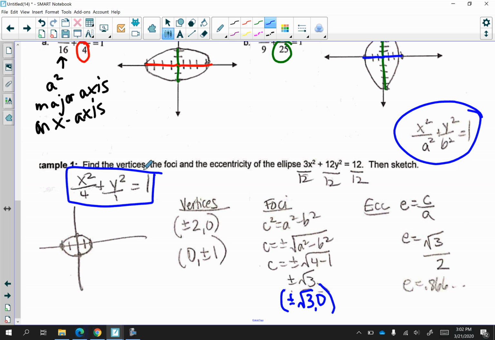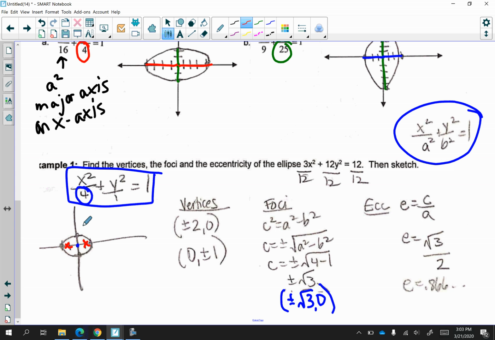So my major axis has to be on the x-axis because 4 is bigger than 1. So my center is 0, 0, 2 to the left, 2 to the right. Those are my vertices. 1 up, 1 down. To get the foci, remember c squared is equal to a squared minus b squared, or c is equal to the plus or minus the square root of a squared minus b squared. So the square root of 4 minus 1 is the square root of 3. Plus or minus the square root of 3, comma 0 are my foci. Remember, your foci is on the major axis, so it's approximately here and here.